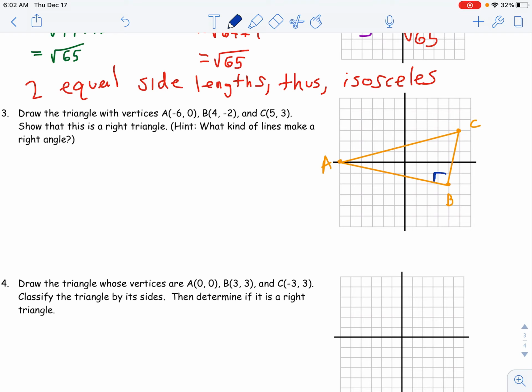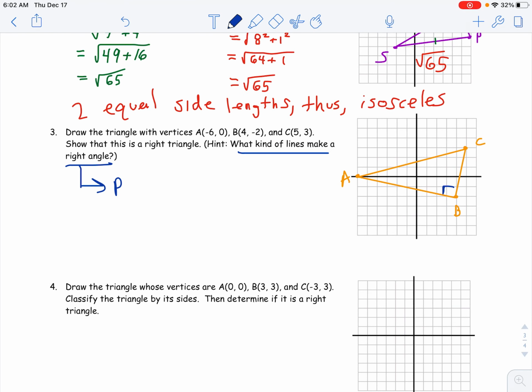There's several right ways. We're going to do the easy way first. All right. What kind of lines make a right angle? Well, the answer is perpendicular lines. All right, what are so great about perpendicular lines? Slopes are opposite reciprocals.